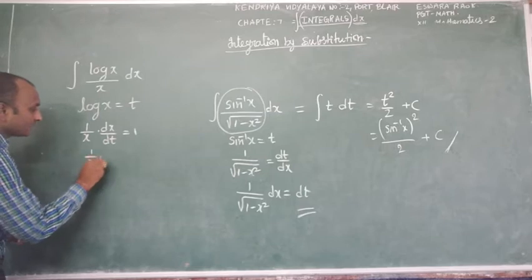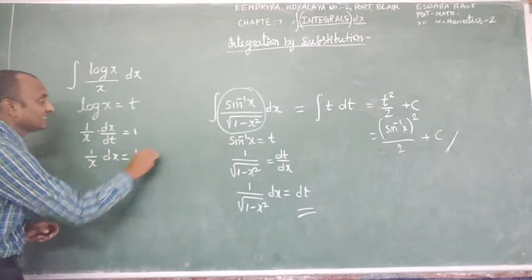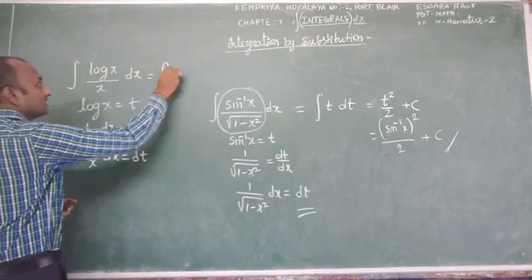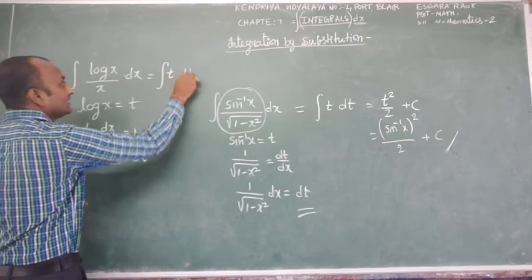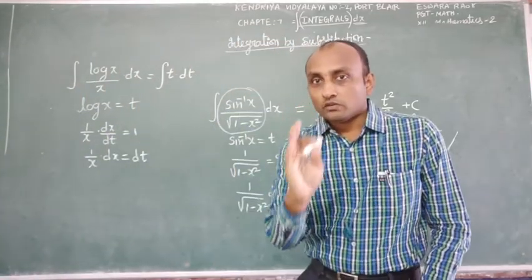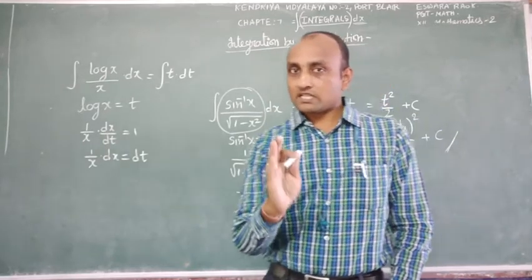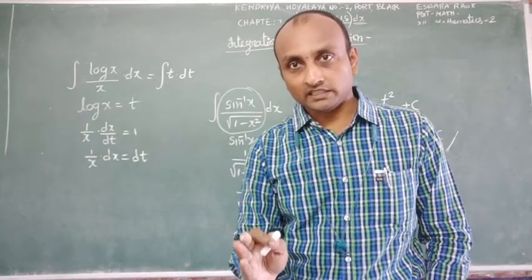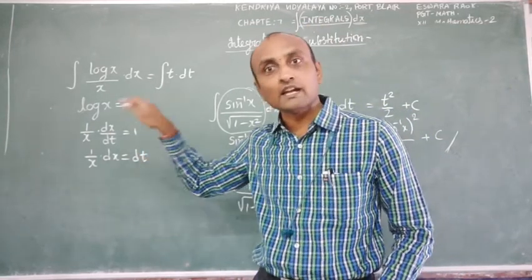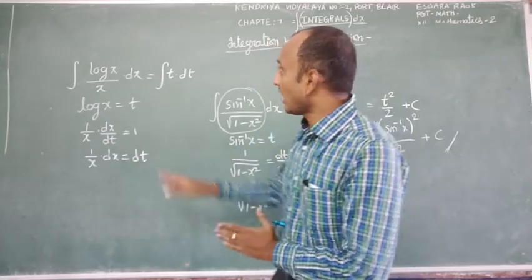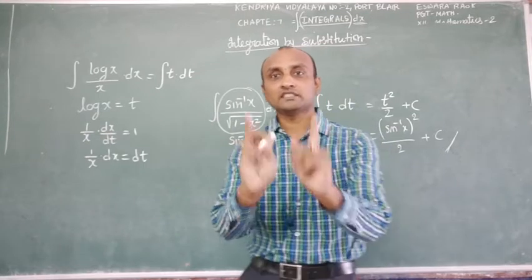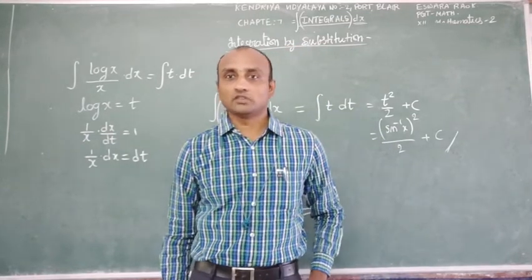Here this time 1 by x into dx can be written as dt. So in this expression, log x becomes t and 1 by x into dx changed as dt. Now again we got the expression with everything in terms of t. So you should take some expression in the integrand as t in such a way that its differentiation must be there in that integrand. Also, each and everything in the integrand must be converted in terms of t. That is the technique. Do you understand?